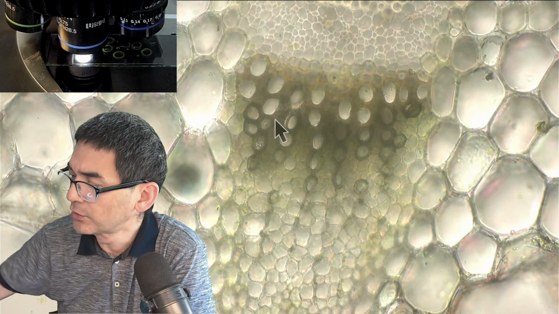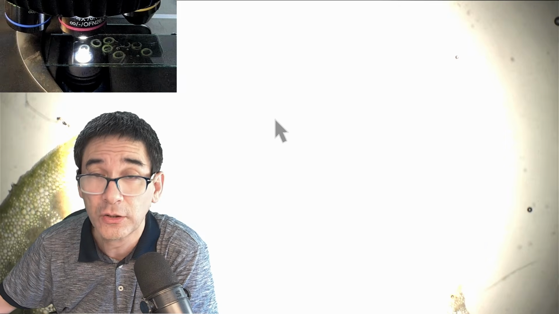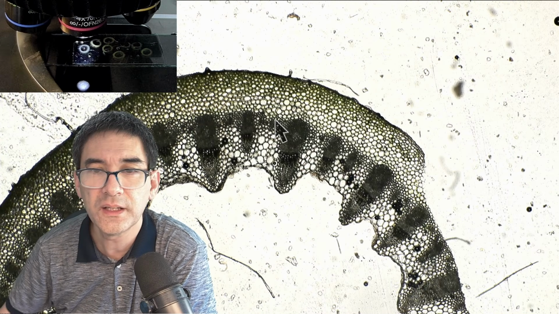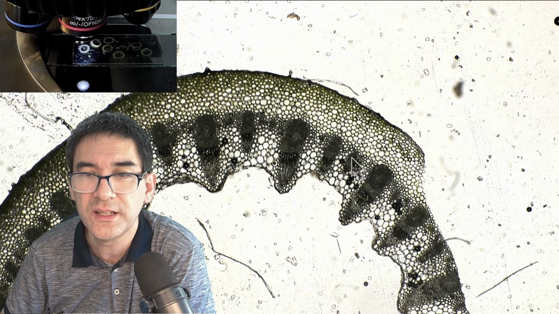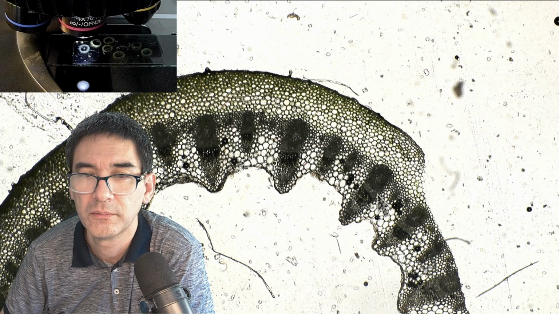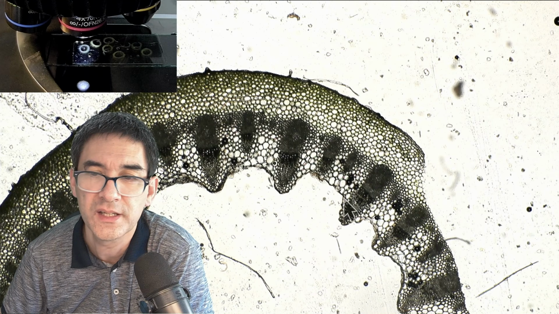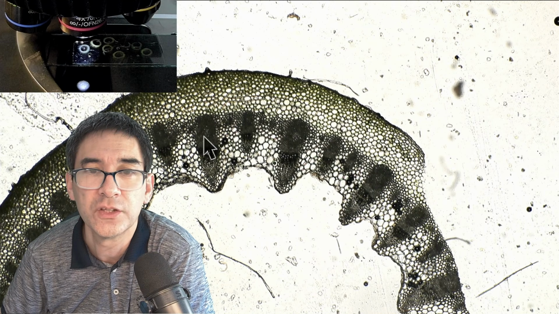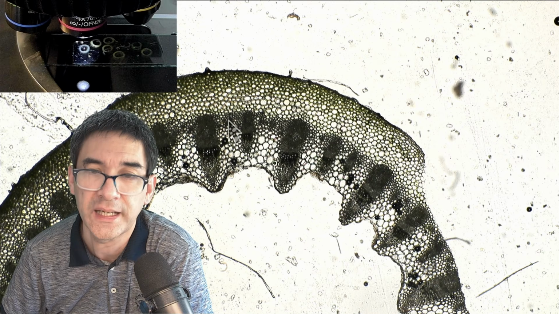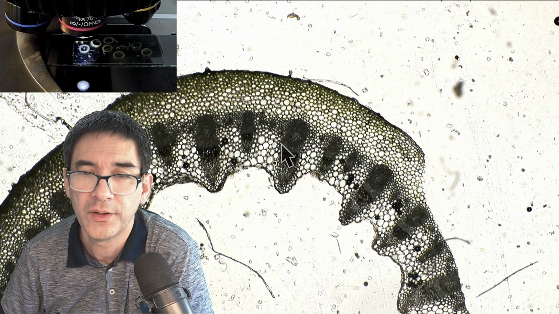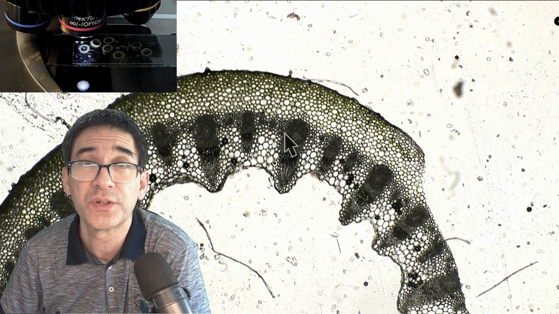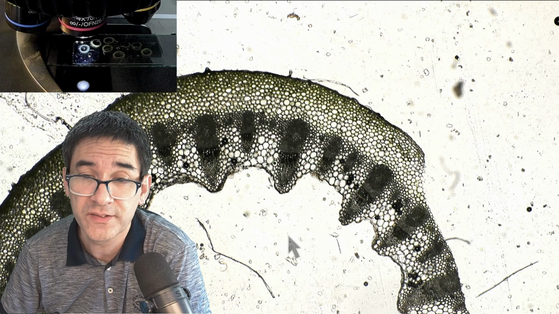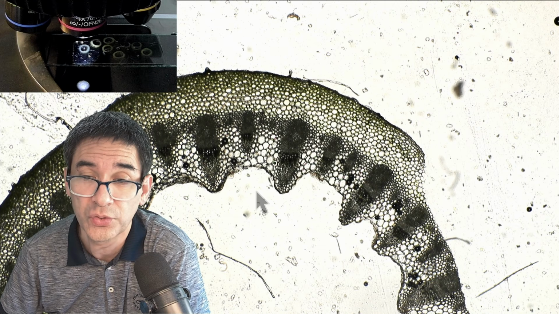If you look at the arrangement of those vascular bundles, you see that they are arranged nicely in a ring. The center is hollow in this case, but in any case, they're arranged in a ring, and that's very typical for a dicot plant. The monocots, grasses, for example corn, have those vascular bundles distributed all across the stem.